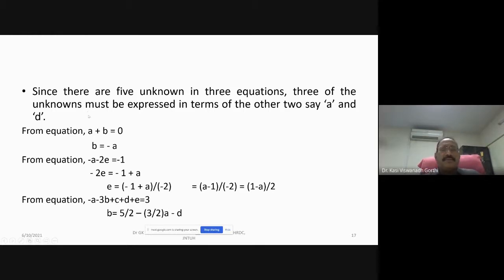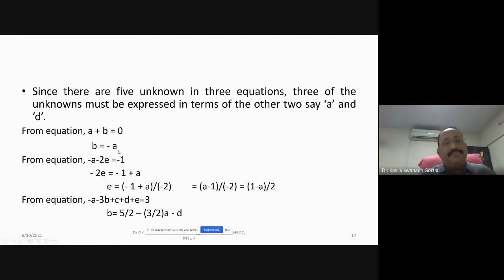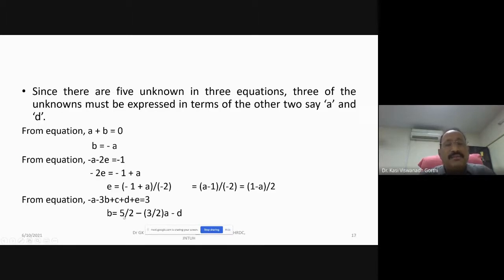Take equation number 1. a plus b is equal to 0. This is the equation that we have got. From a plus b equal to 0, b will be equal to minus a. Similarly, take the third equation. Minus a minus 2e is equal to minus 1, or minus 2e equal to minus 1 plus a, or e is equal to (1 minus a) by 2. You have solved for b. You have solved for e in terms of a.